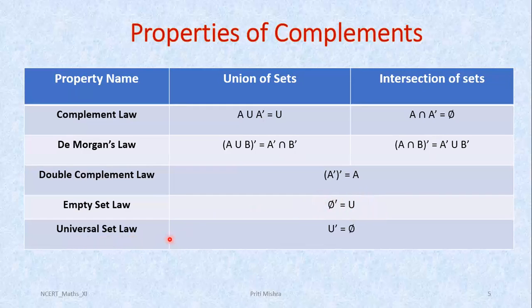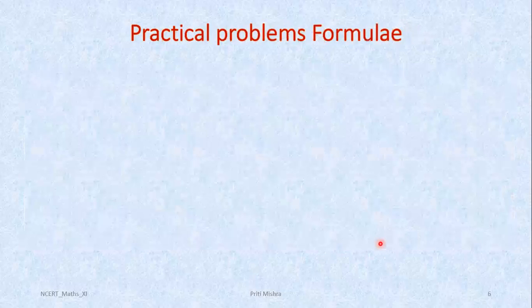The last law is the universal set law. It says the complement of the universal set will be phi. U complement is equal to phi. Yes, U complement means U minus U, and U minus U will give you phi. So this is the universal set law.